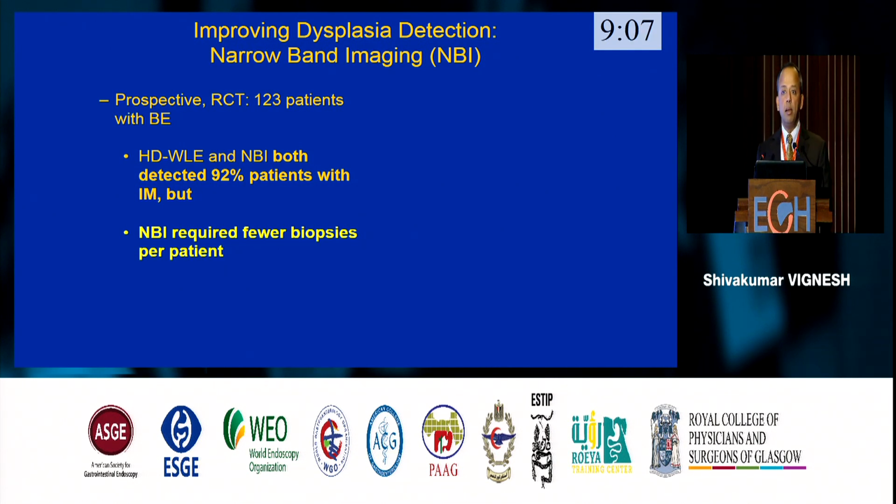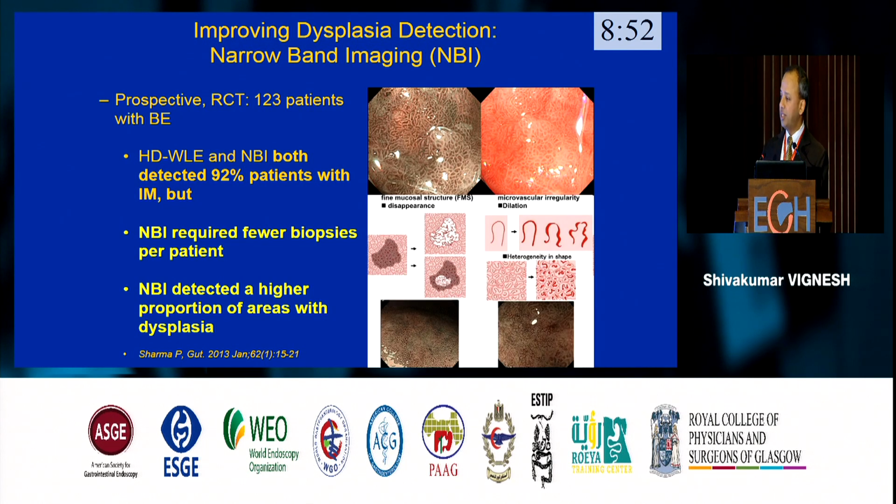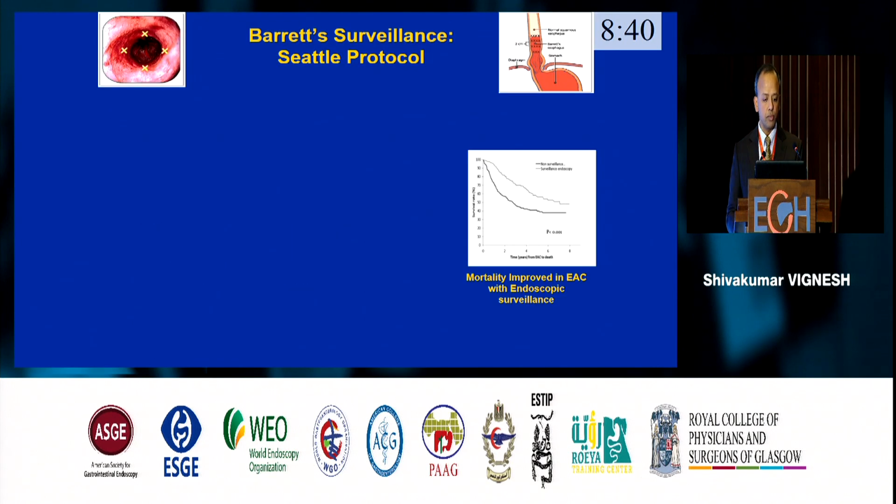And basically, both are equivalent in detection of metaplasia, but NBI required fewer biopsies per patient and detected a higher proportion of areas with dysplasia. Therefore, it is more efficient and probably cost-effective. In this picture, you can see the narrowband image and the white light image, and it's very easy to spot this area with loss of the fine mucosal pattern, which is likely intramucosal cancer.